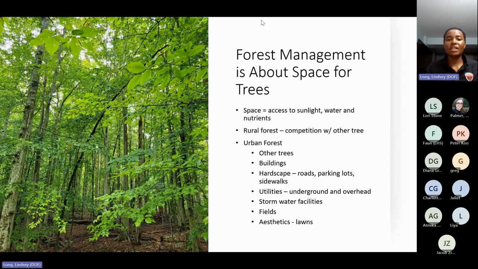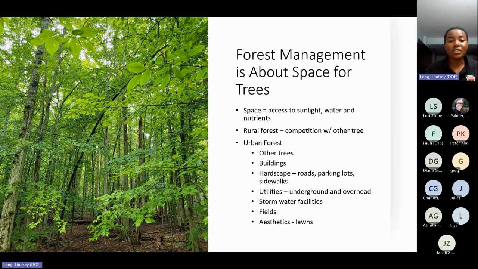Okay, so essentially the first part of that definition was controlling the forest. How do we control the forest, or how do we manage our forest? Forest management is really just about space and managing for space. What does that space allow? It allows the trees to access sunlight, water, and nutrients, the three basics of how a tree can grow.